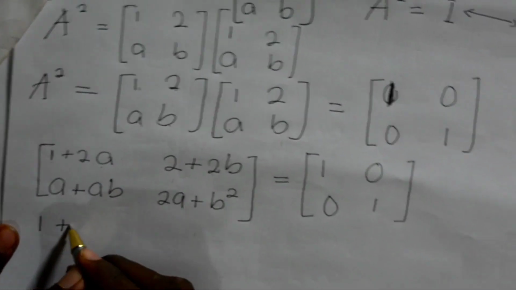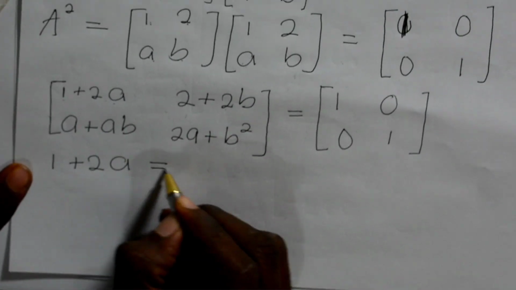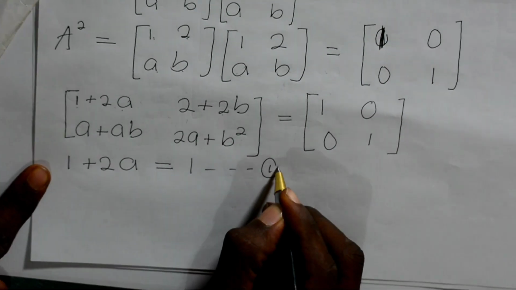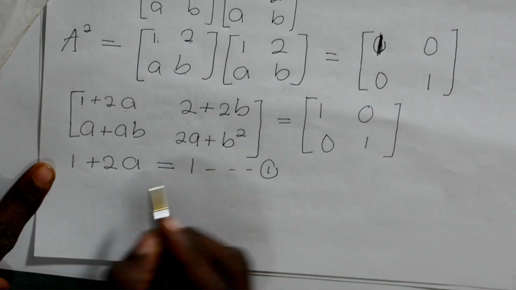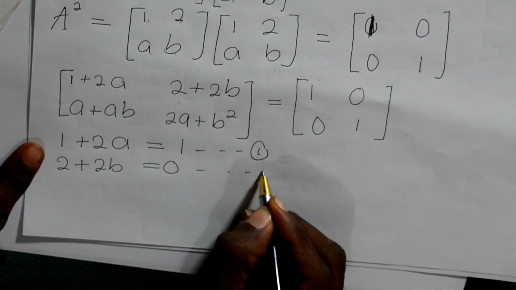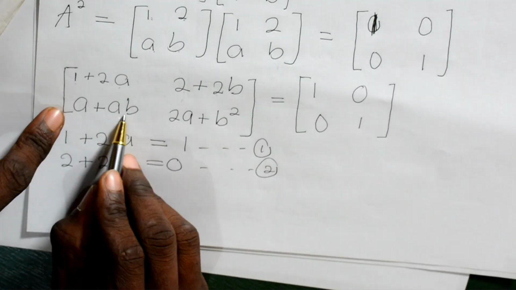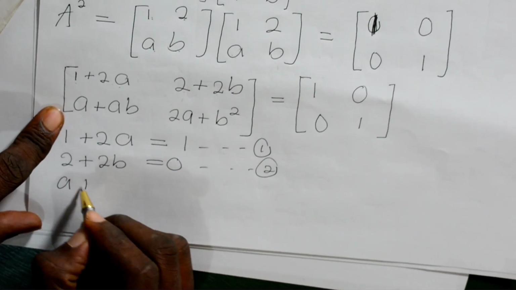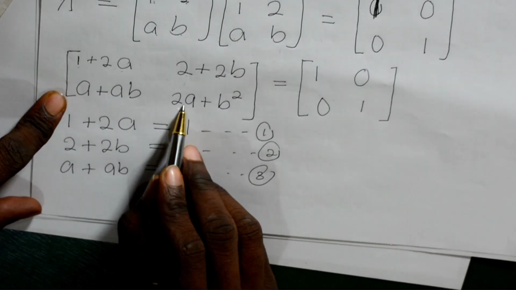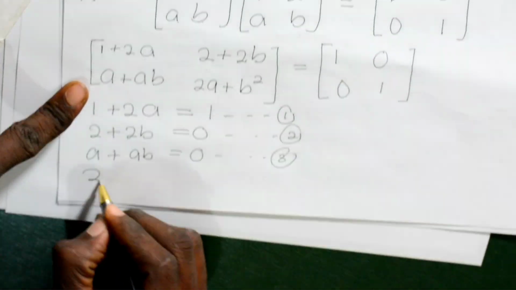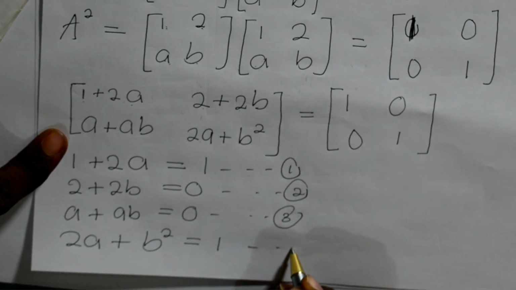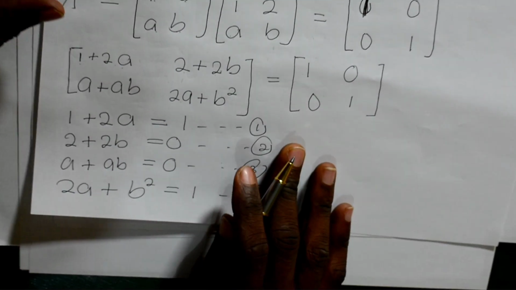So now we are going to take these equations component by component. 1 plus 2a will be equal to 1 as equation 1. Then 2 plus 2b will be equal to 0, equation 2. a plus ab is equal to 0 as equation 3. Then 2a plus b squared will be equal to 1 as equation 4, obtained from these matrices.